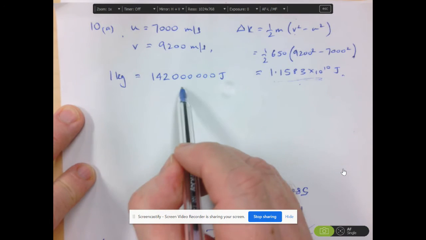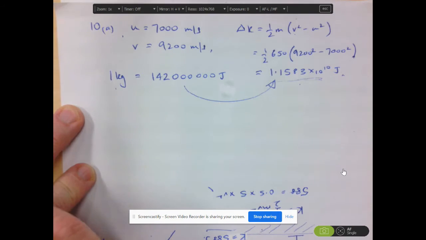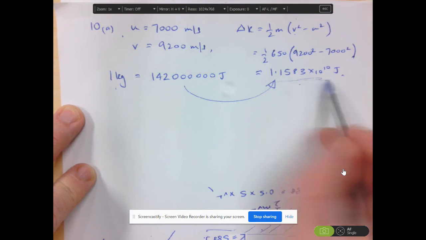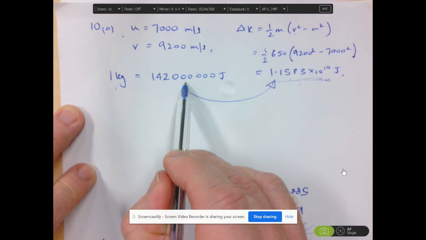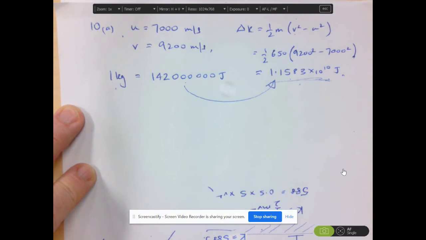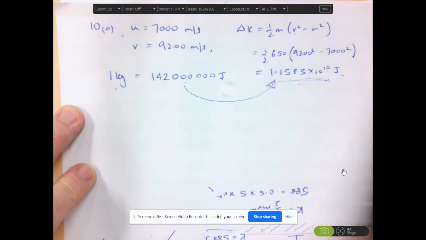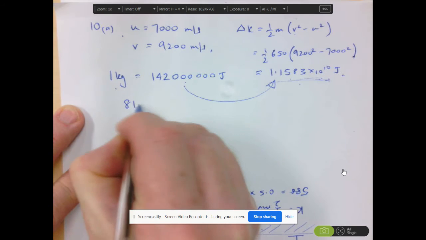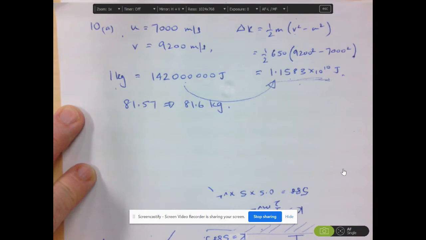Okay, so how many of those fit in that? That will give us the amount of kilograms that we need. We need this much energy here. So if I take this and divide it by that, that will tell me the number of kilograms that I need. So that divided by 142 by 10 to the 6 equals 81.57. So that's 81.57, or in other words, 81.6 kilograms is needed for this burn to create this velocity change.